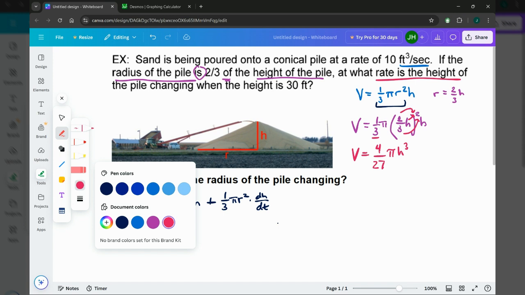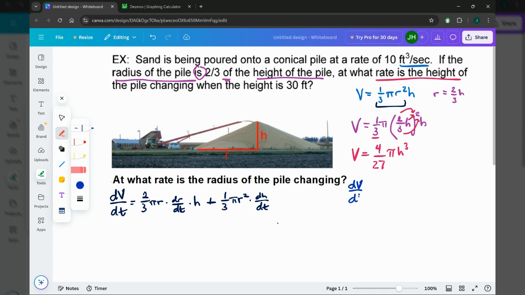Now, it is going to be much simpler to take the derivative of that function. The derivative of V with respect to time, that's easy. Do a power rule. Bring that 3 out front, I'd get 12. 12 over 27 reduces to 4/9 pi times h squared times dh/dt. A much simpler derivative formula to use here. dV/dt, while I'm adding 10 cubic feet per second onto the pile, dV/dt is positive 10 cubic feet per second. I'll write that on here. dV/dt was positive 10 cubic feet per second.